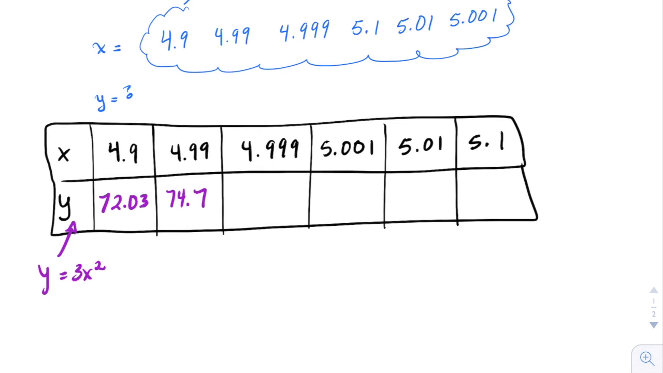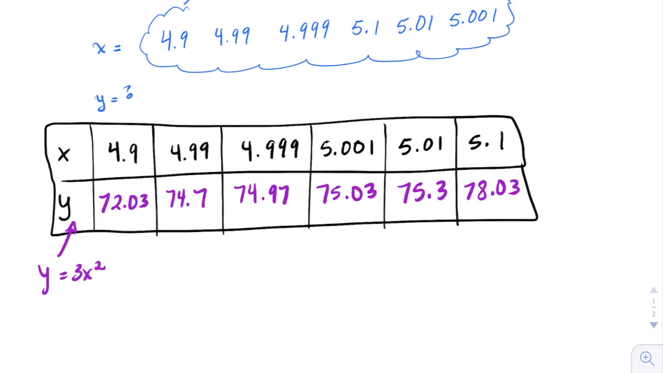For 4.999, you're going to get 74.97. For 5.001, you're going to get 75.03. For 5.01, you're going to get 75.3. And for 5.1, you're going to get 78.03.